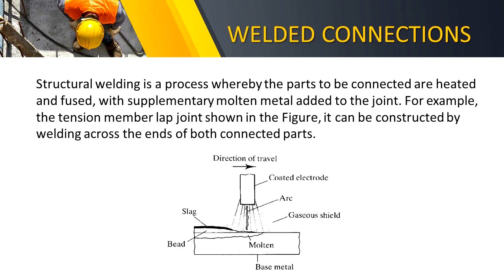A special coating on the electrode vaporizes and forms a protective gaseous shield, preventing the molten weld metal from oxidizing before it solidifies. The electrode is moved across the joint, and a weld bead is deposited, its size depending on the rate of travel of the electrode. As the weld cools, impurities rise to the surface, forming a coating called slag that must be removed before the member is painted or another pass is made with the electrode.